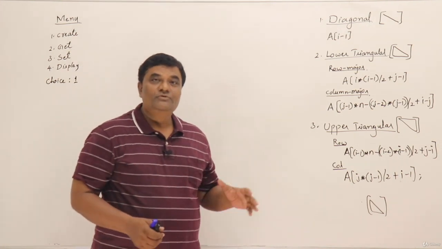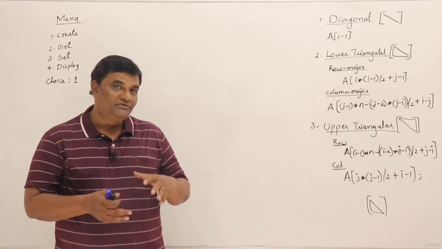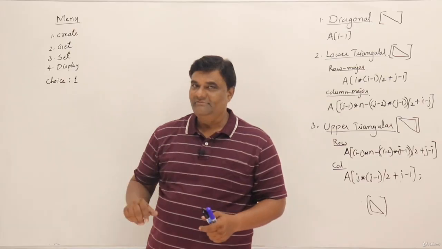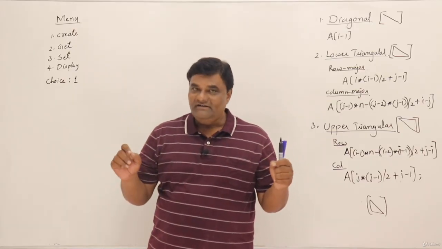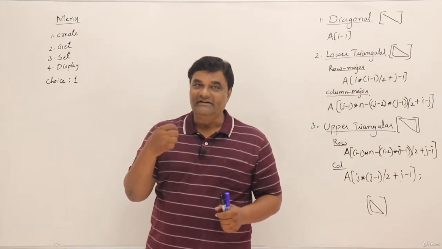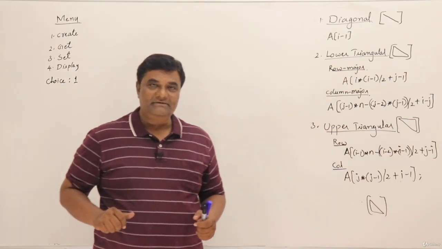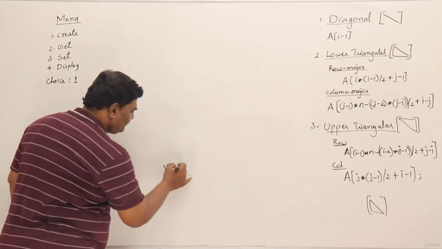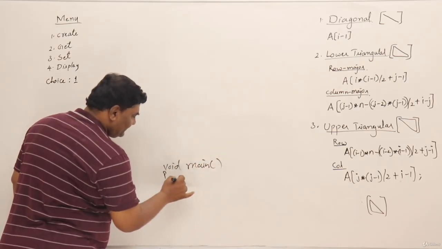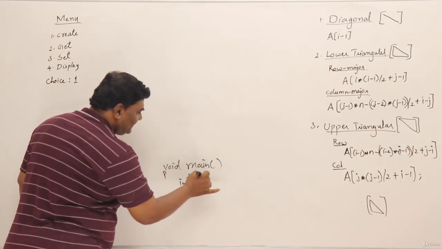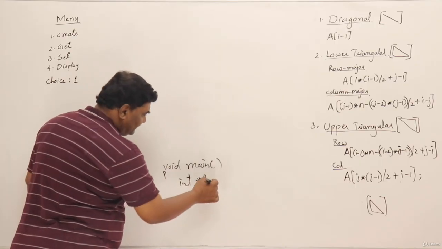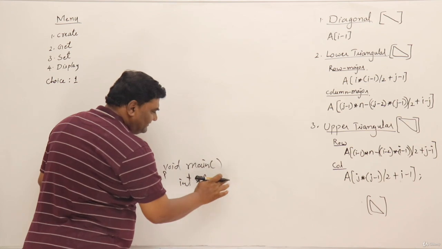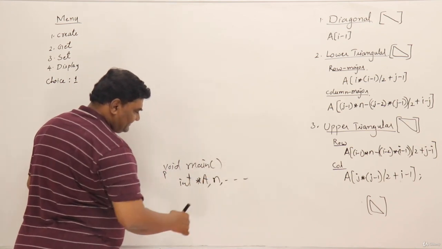For writing the program using functions, I'll give you the idea how a program can be written. The menu for the program will be the same. It will be creating a matrix, changing the element, reading the element, as well as displaying the element. So how should the program look? This is the main function for a program. Main function is having an array for storing the elements, so for that I will take a pointer. Then n is the dimension. Then the rest of the things, whatever is required, we will see.